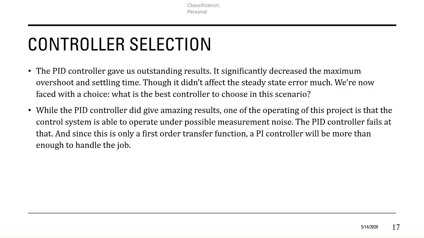The PID controller gives us outstanding results. It significantly decreased the maximum overshoot and settling time, although it did not affect the steady state error much. We're now faced with the choice: what is the best controller to choose in this scenario? While the PID controller did give amazing results, one of the operating conditions of this project is that the control system is able to operate under possible measurement noise. The PID controller cannot do that, so using a PI controller is enough to handle the job.